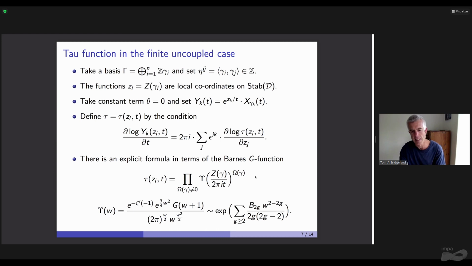Okay, but this is quite a neat thing in that you just plug your BPS invariants into this formula. There's just one function, which you stick there, which you extracted from the A1 problem. And then if you want to solve the Riemann-Hilbert problem in the finite uncoupled case, you just write down this tau function like this and then differentiate, and that gives you the solution. Of course, these are extremely special cases, but anyway. Okay, so that's the solution in that case.